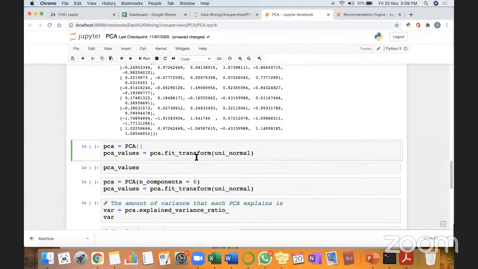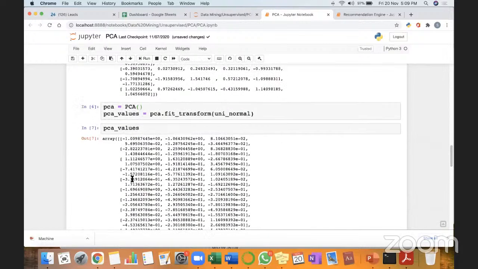Then fit the transformation, that is nothing but apply the PCA on the data set. So you can see the PCA. So these are the transformed data set. That means the PCs.